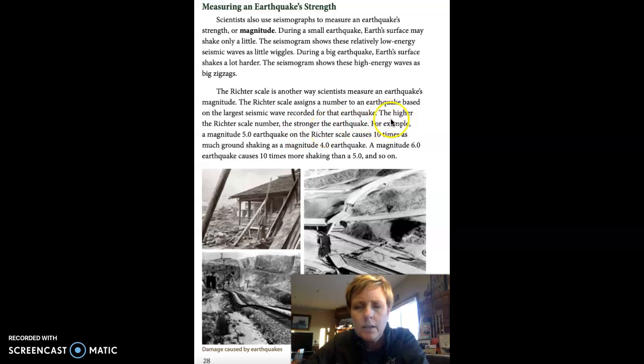And a few of us talked yesterday about how a magnitude 5.0 earthquake on the Richter scale causes 10 times as much ground shaking as a 4.0 earthquake. We thought that was really interesting. So go back to 9 and 10 and tell how they are the same and how they are different. Use the evidence from this text to answer 9 and 10.